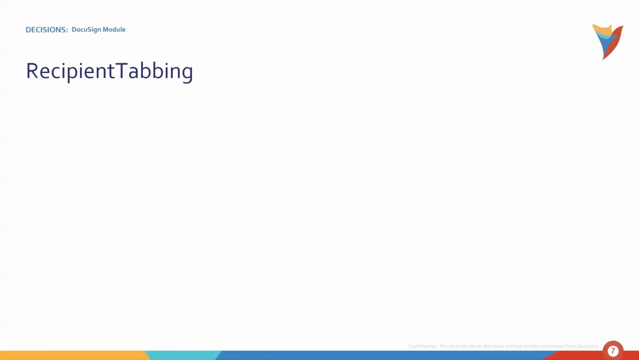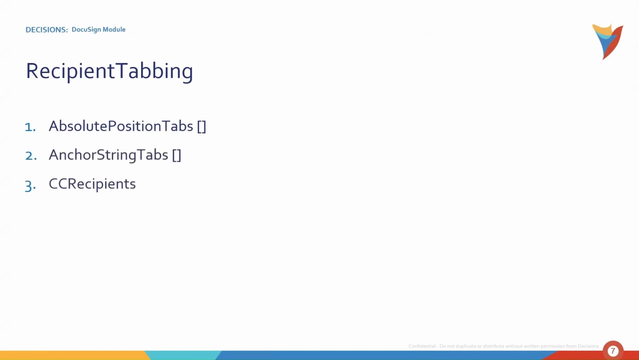The recipient tab mapping data structure is a collection of the following data members: absolute position tabs, anchor string tabs, CC recipients, default recipient, email address, and routing order. Let us look at the details of each of these data members with the help of an example.